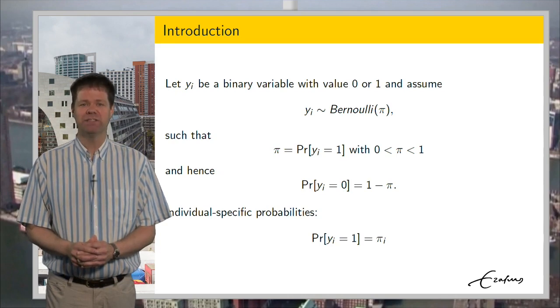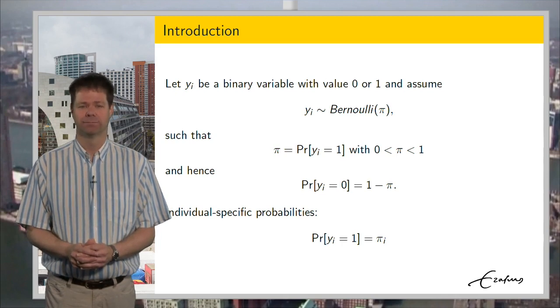For many applications, it's very unlikely that the probability that yi equals 1 is the same for all observations. Therefore, we allow the probability pi to differ across individuals, or time periods in case we have observations over time. Hence, we consider pi subscript i.